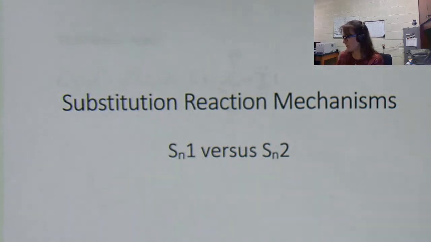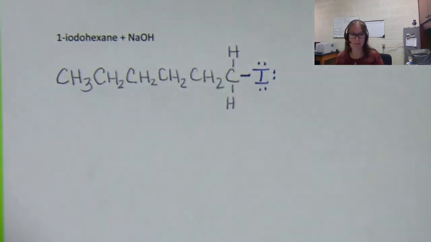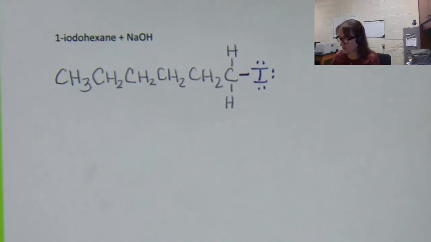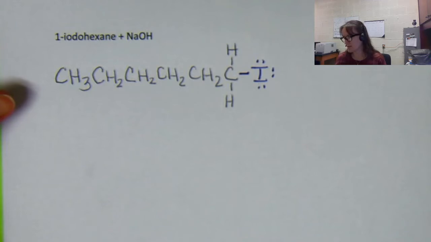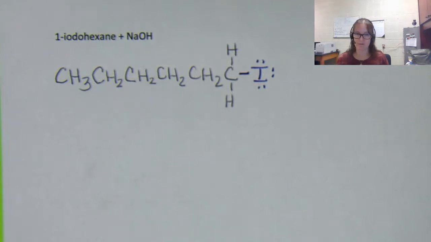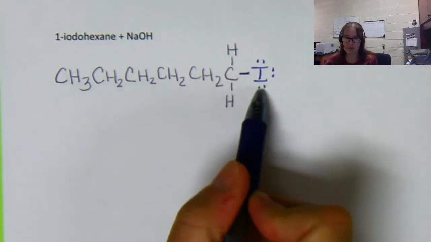So I have an example to go through, and I have chosen a substance that has the same formula as the other substance that I'm going to compare it to. It's just that they are isomers of each other. Some of the things that are really important in order for you to predict what mechanism occurs are the kind of leaving group.